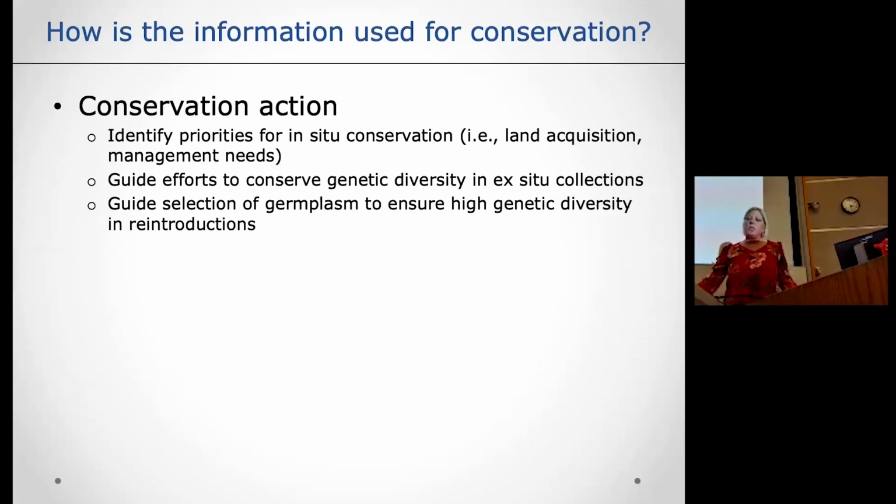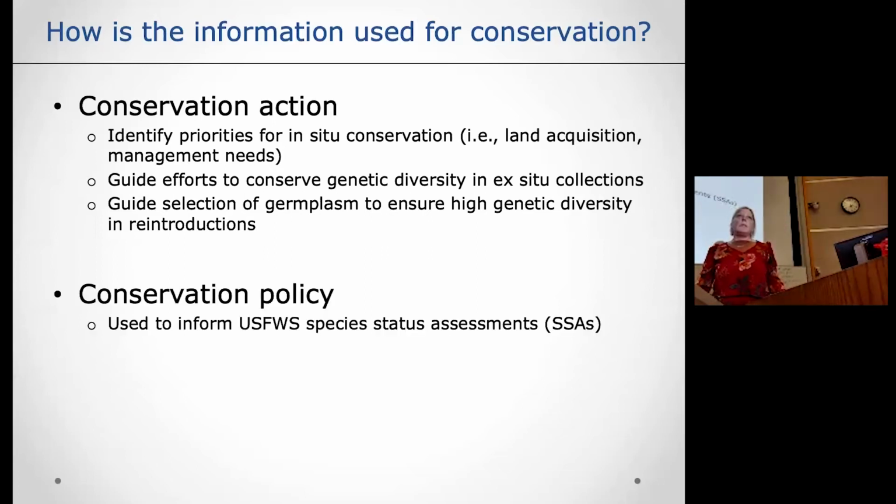Okay, and then finally, we'll use it to guide selection of germplasm for reintroductions. So, for example, we want to make sure that if we have a very small number of parents, that we take the germplasm from all of those parents to make sure reintroductions have as much genetic diversity as they can.